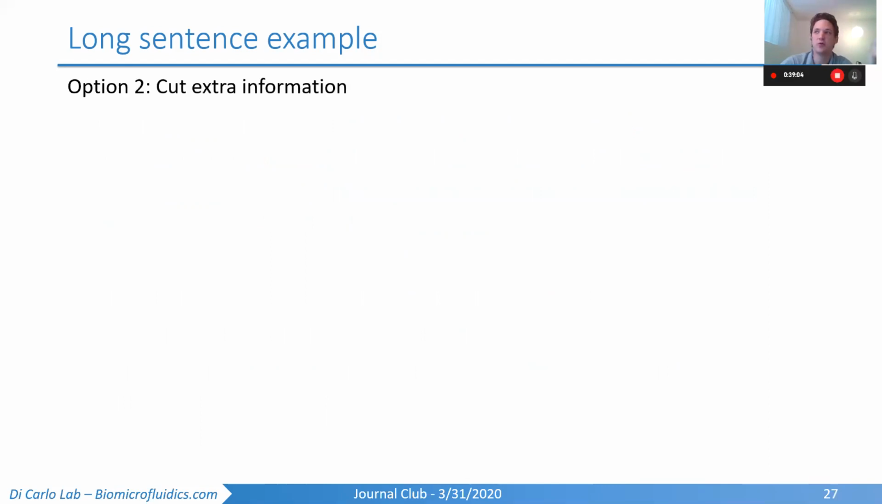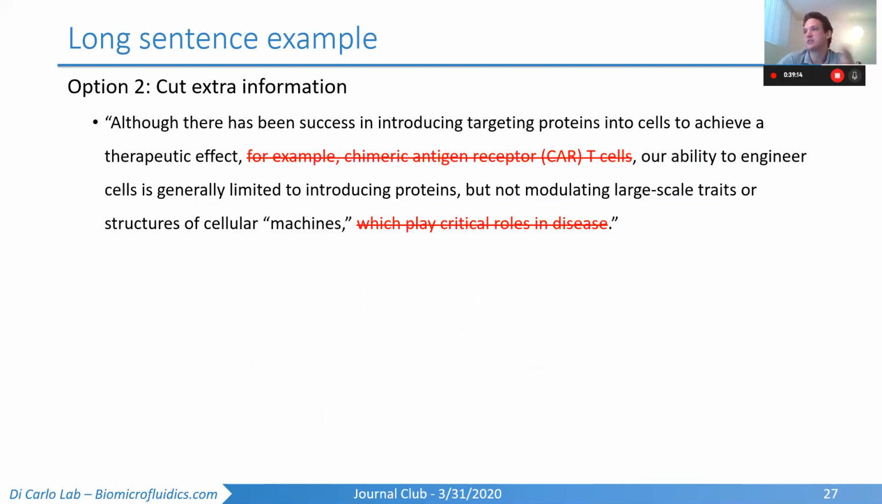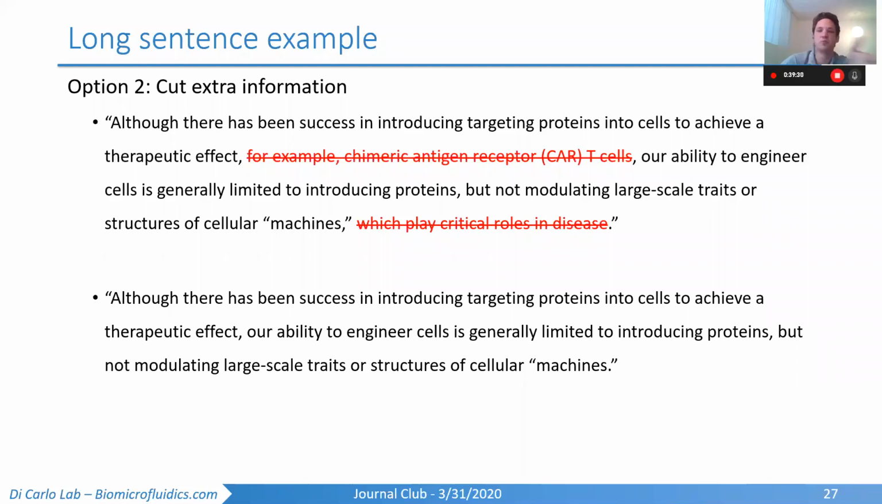Option 2 would be to cut extra information out. This is an abstract, for example, so maybe you don't need all of this information, maybe you do. For example, you could still convey the same idea without including the chimeric antigen receptor CAR T cells or the statement at the end. So this would be one way of making your statement shorter and maybe easier to understand the main ideas.